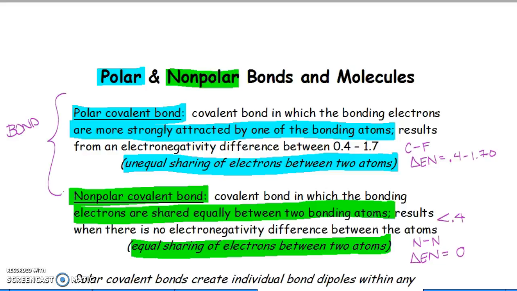So again, this also represents a bond. You can think of a polar covalent bond kind of like two siblings that don't share very well. And you could think of a nonpolar covalent bond as two siblings that do share well. Maybe even twins when you have two nitrogens.